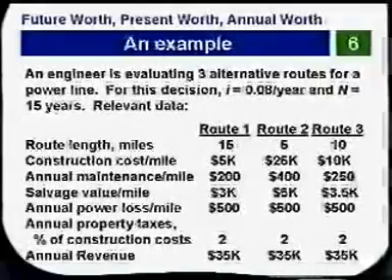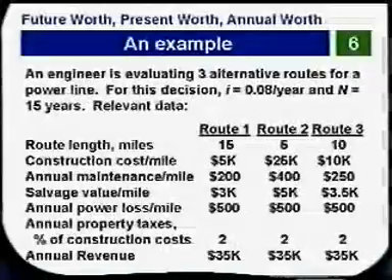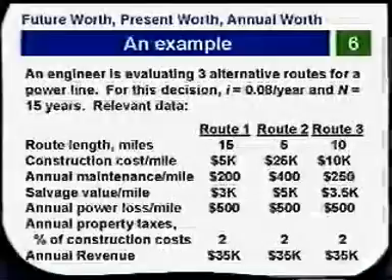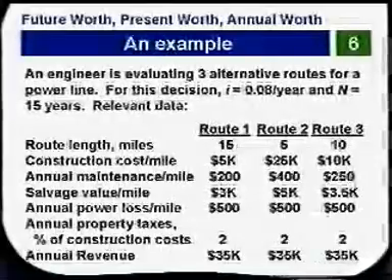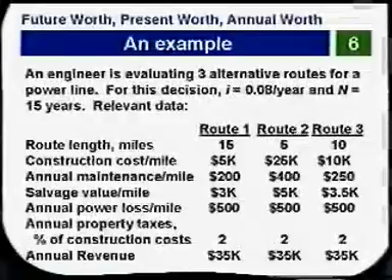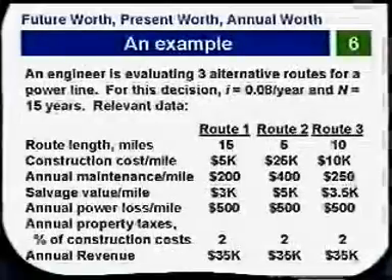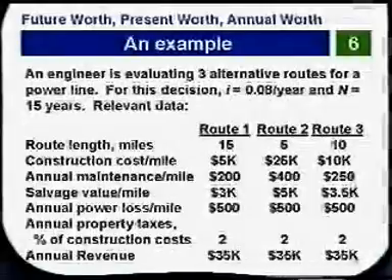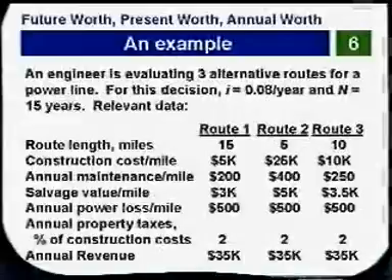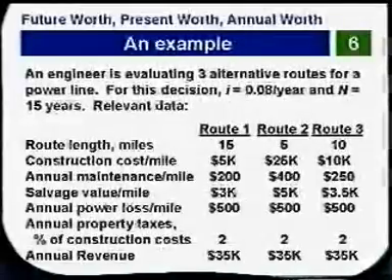The annual maintenance costs also vary depending upon the route. The maintenance cost for Route 1 is $200 per mile. Route 2, it's $400 per mile. And Route 3, it's $250 per mile. The salvage value for Route 1 is $3,000 per mile. For Route 2, it is $5,000 per mile, and for Route 3, it's $3,500.